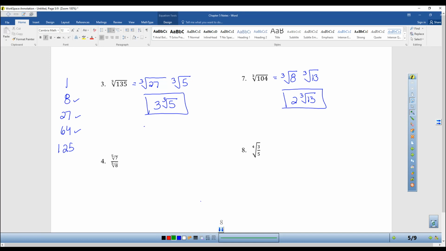Okay, these next two are especially challenging. Because what I don't want to do, even though they're both fifth roots, is put them together. That's not going to help me.